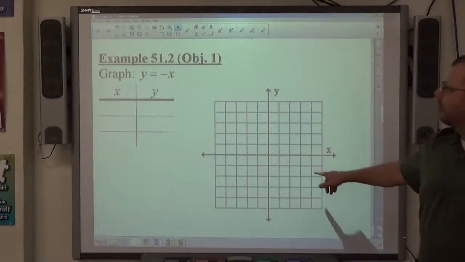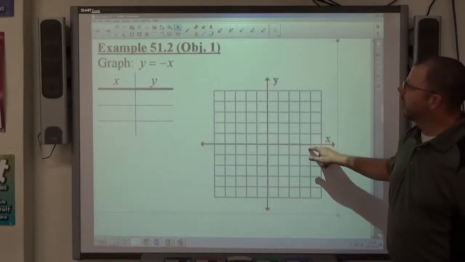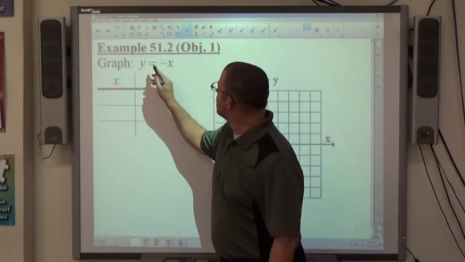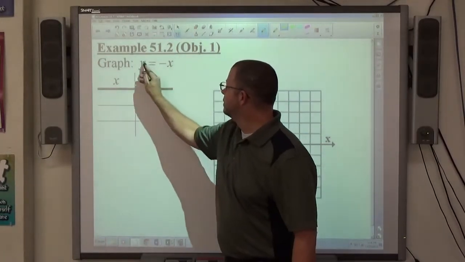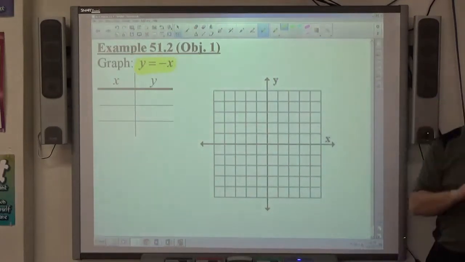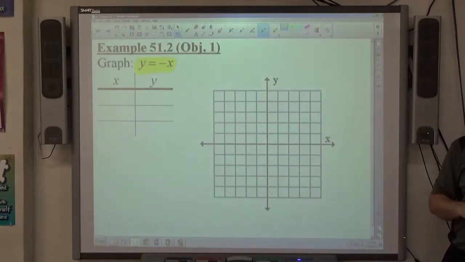Okay, example 2 says to graph y equals negative x. This is a very simple equation. It tells me that, first off, let's look at the equation, y equals negative x. Notice what we noticed? There's an x, there's a y, right? So I know immediately it's going to be a slanted line.